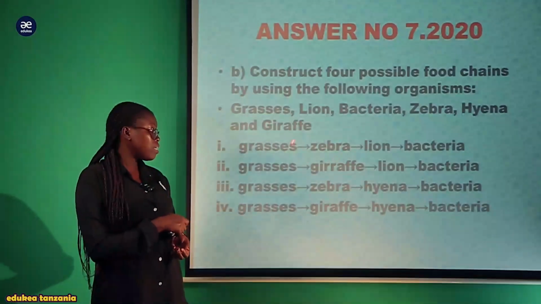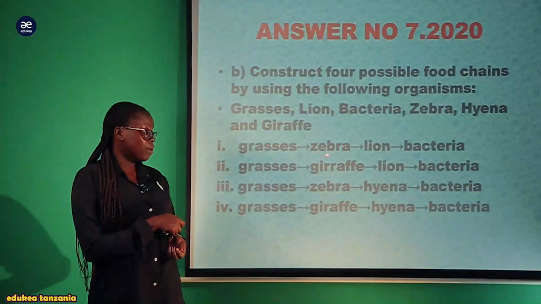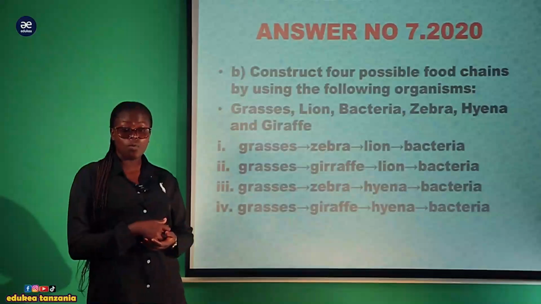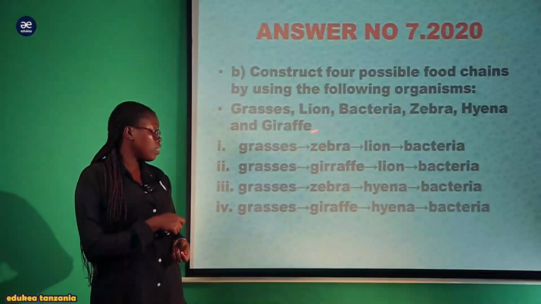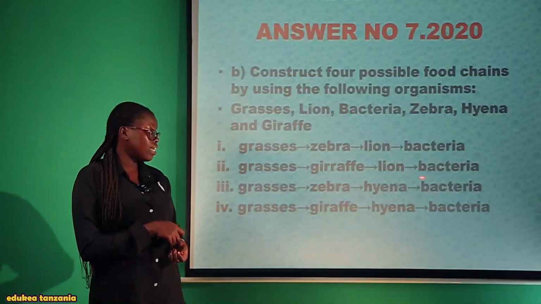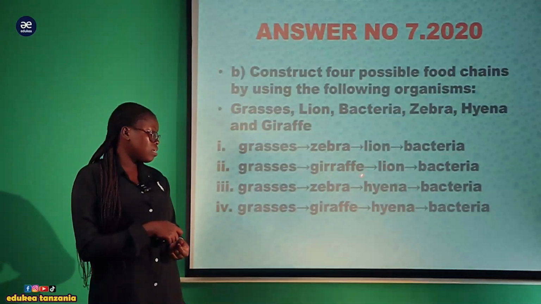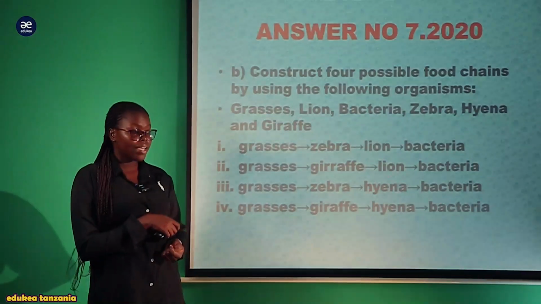Grass ana eaten by zebra, zebra ana eaten by the lion. So grass ni producer, zebra ni primary consumer. Huyu hapa lion, huyu hapa ni secondary, the bacteria anakuwa ni the last one. Alafu grasses tena analiwa na giraffe, giraffe analiwa na lion, lion ana be decomposed by the bacteria. Grasses ana eaten by the zebra, zebra ana eaten by lion na bacteria anamla hyena.